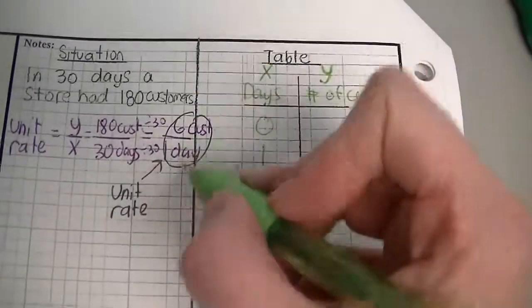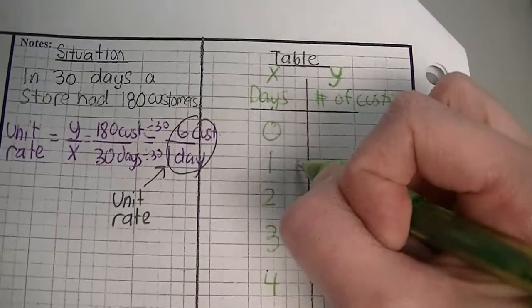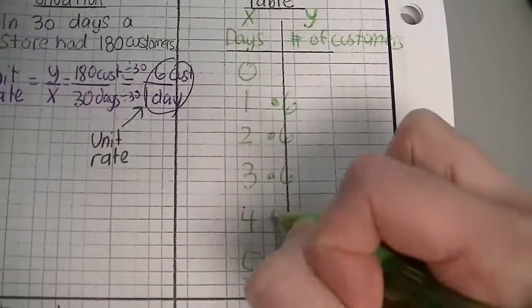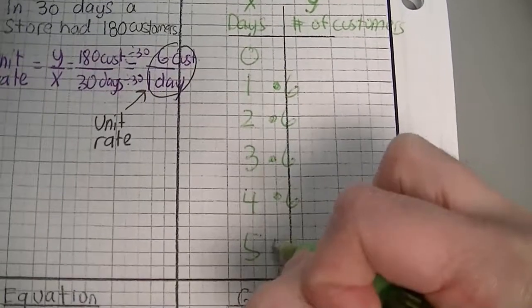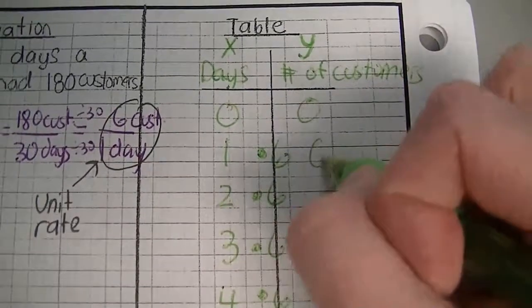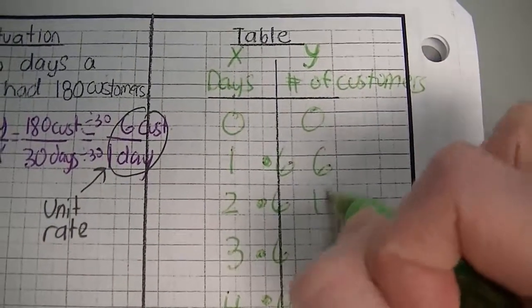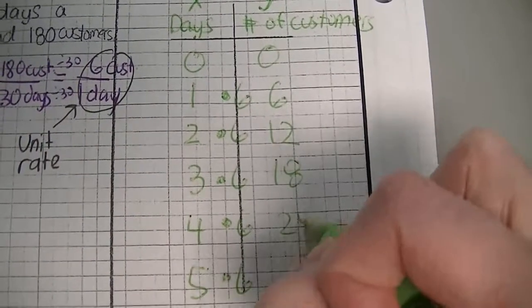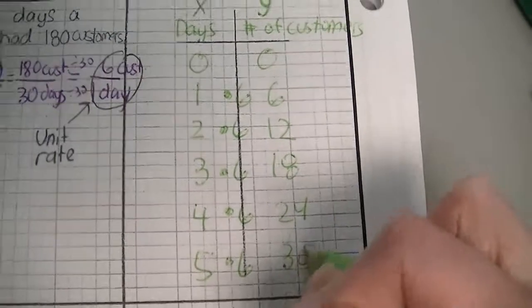Okay, but I know that the unit rate is 6 customers per day, so I need to multiply that X value by 6 every time to get the corresponding Y value, which the Y value is the number of customers. If 0 days go by, there's going to be 0 customers. So that one's pretty easy for me. After 1 day, there's going to be 6 customers. After 2 days, 2 times 6 is 12. After 3 days, there's going to be 18 customers. 4 days, there's going to be 24 customers. And 5 days, there's going to be 30 customers.